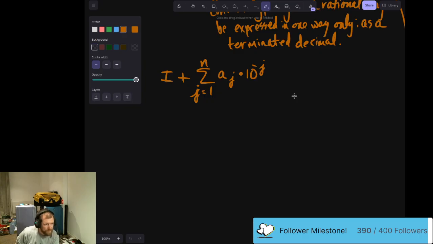So, right. Yeah, so the reason that all works is because 2 and 5 both divide 10.